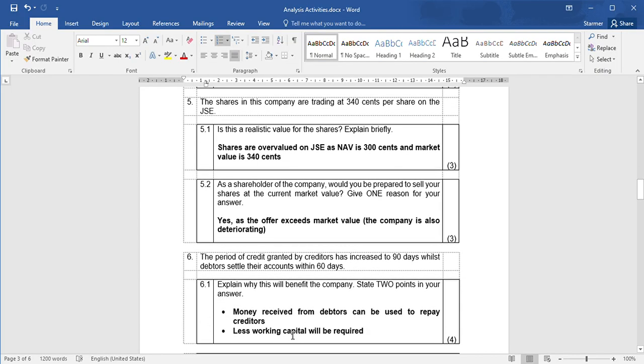Then the period of credit granted by creditors has increased to 90 days, whilst debtors settle their accounts within 60 days. Explain why this will benefit the company. 2 points in your answer. If debtors pay before creditors have to be paid, you can use the money received from debtors to repay those creditors. And then the second reason, because of that, you won't need as much working capital because you will get money from debtors before you're required to pay your creditors.